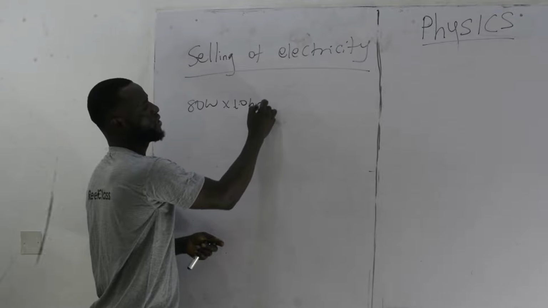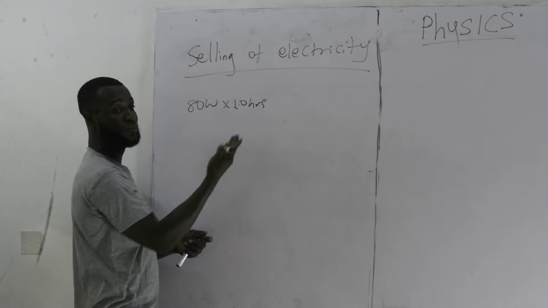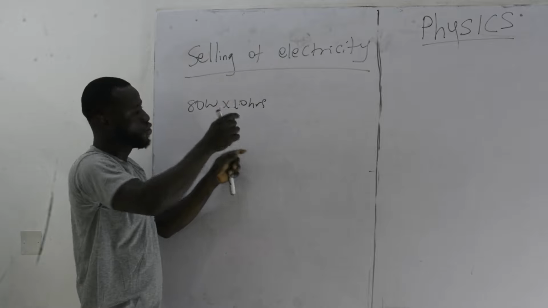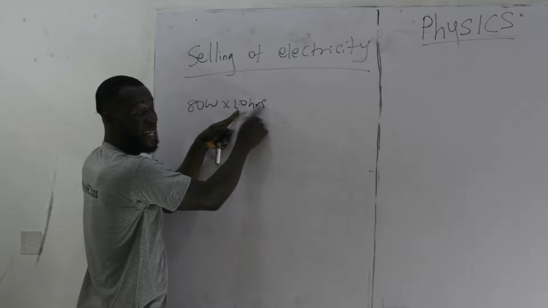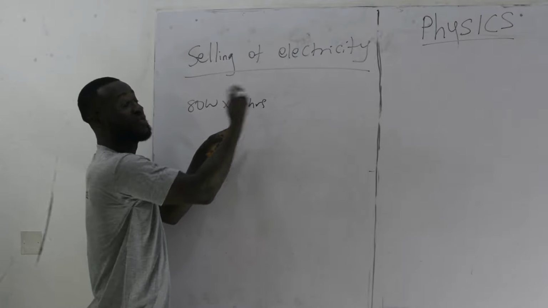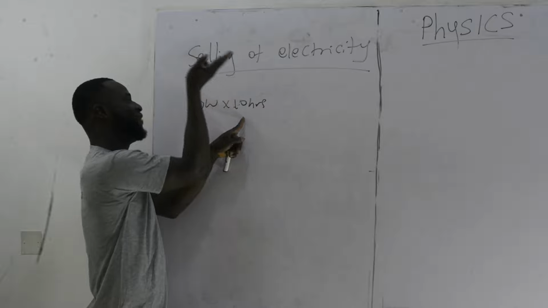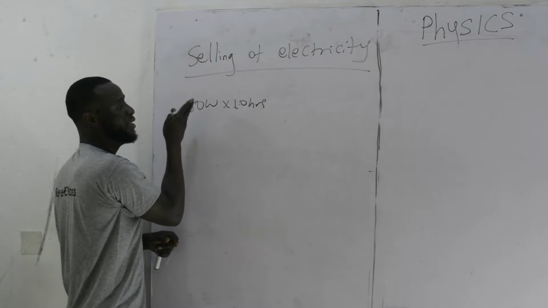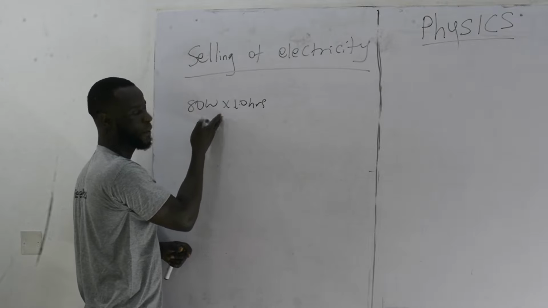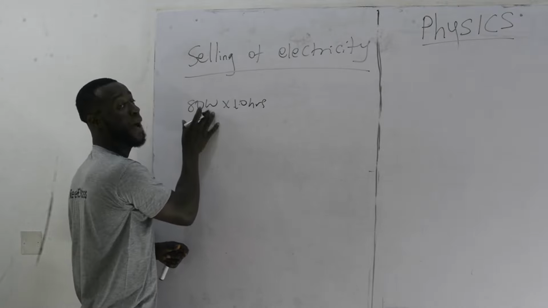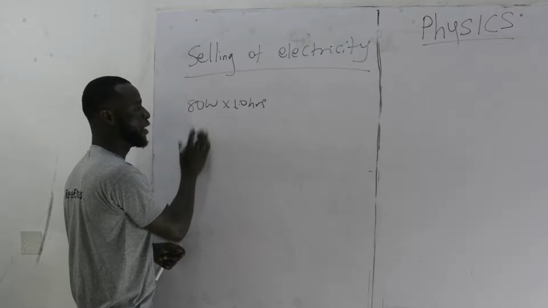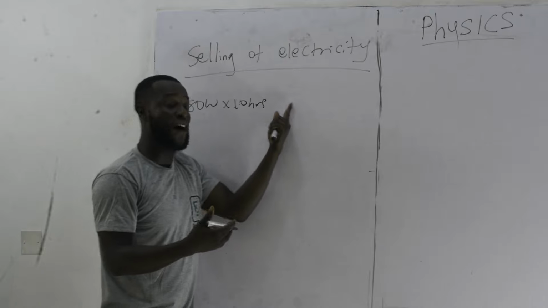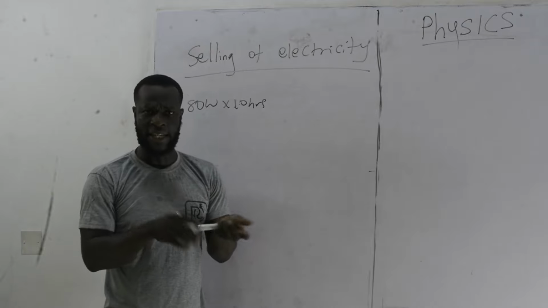If you want to convert this to the basic SI unit in physics, we end up with a very huge value, because this 10 hours, I can multiply by 3,600 to convert it to seconds, and if I multiply that by this, our value will be so big. So to do it easily, I need to convert this to kilowatts, by dividing by 1,000. And this one is in hours, so if I multiply, I'll get a value in kilowatt hour. So it becomes very easy.